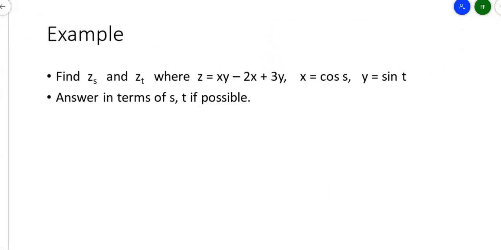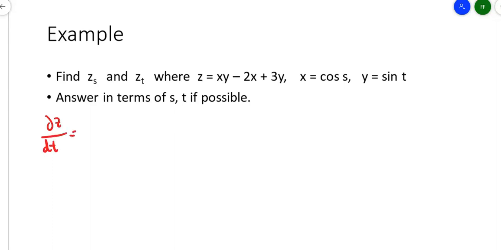This one is, I want the partial with respect to s and the partial with respect to t, where z is equal to xy minus 2x plus 3y, and I've defined my x's and y's in terms of parameters. So let's start this rule in terms of x's and y's, and then we'll move on from there. All right. Let's take the partial z with respect to t.